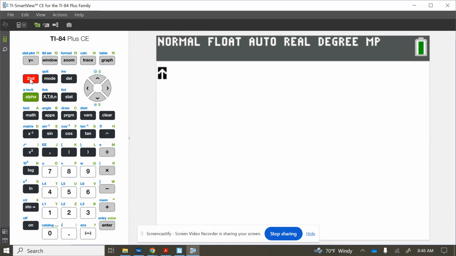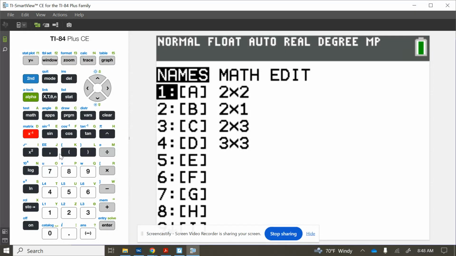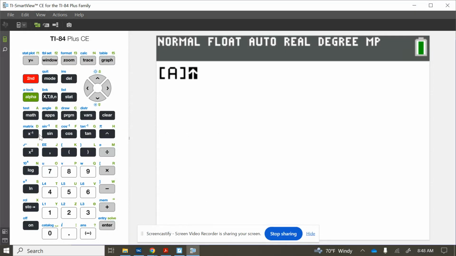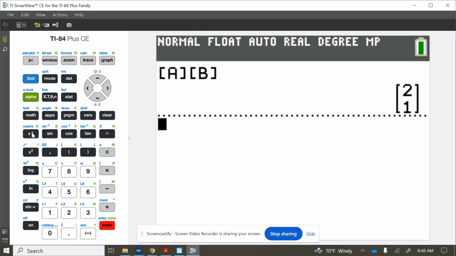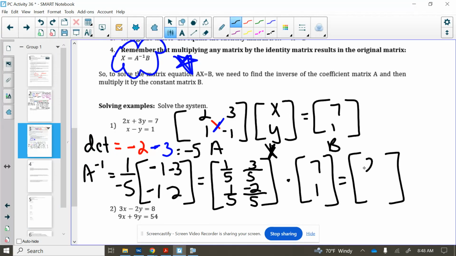So we quit out of there. We have matrix A times matrix B. And we get 2 and 1 as our values for x and y. So sometimes you will see it just represented like that. Sometimes you'll see it represented as a coordinate to show the x and the y.